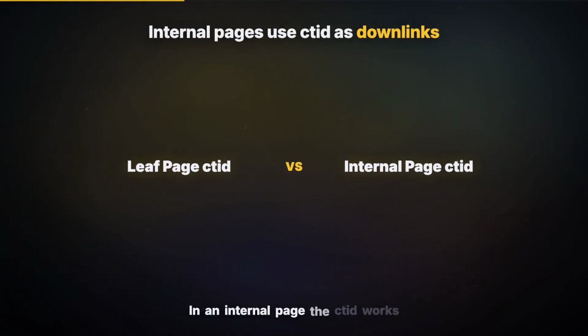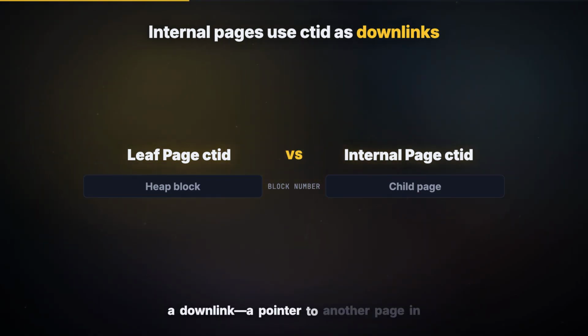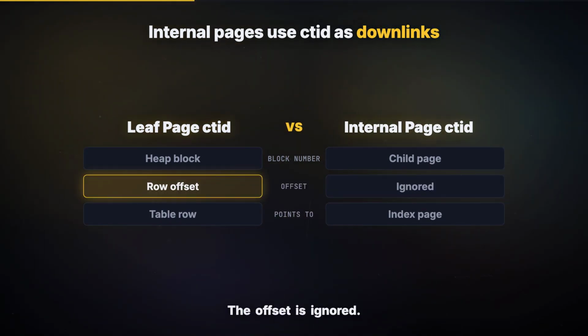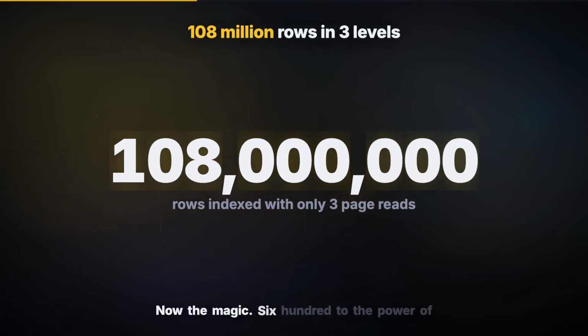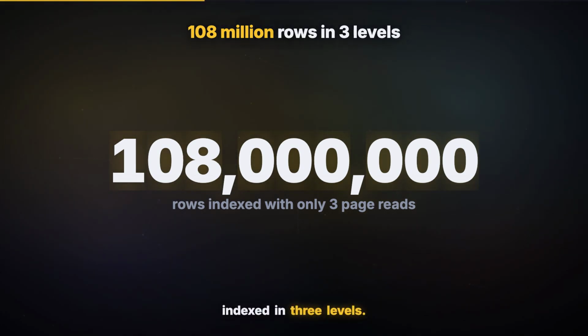In an internal page, the CTID works differently. The block number part becomes a downlink, a pointer to another page in the index itself, one level down. The offset is ignored. Now the magic. 600 to the power of 2 times 300. That's 108 million rows indexed in 3 levels.